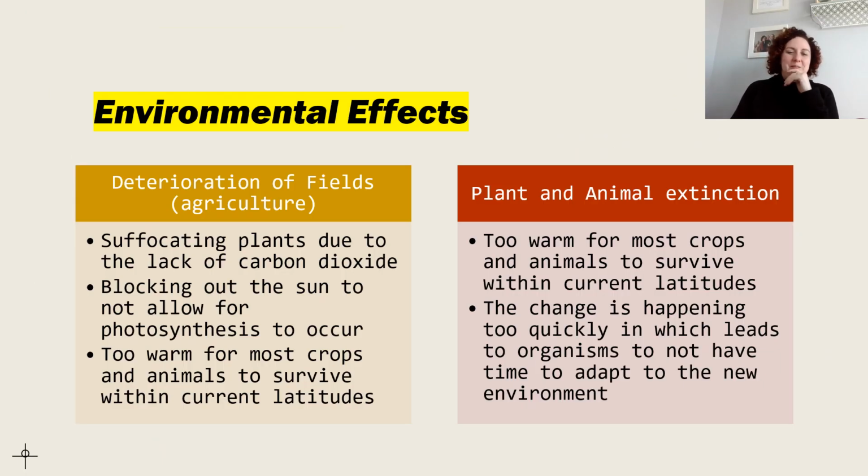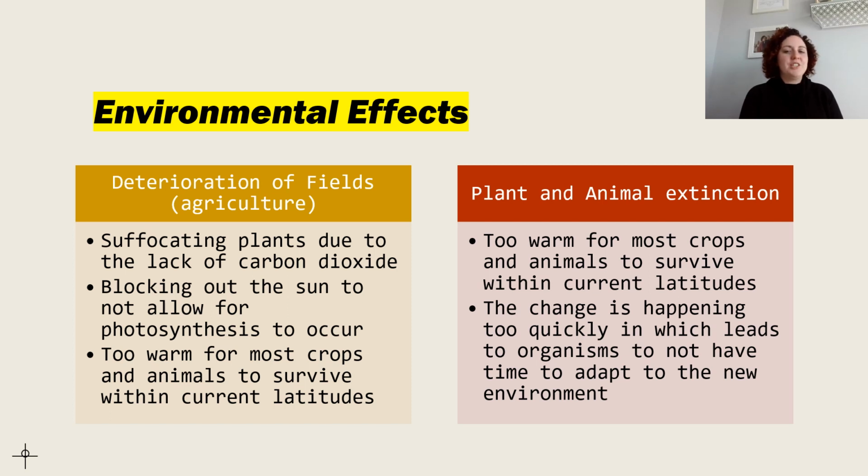Environmental effects. So by adding more air pollution or contributing to the current air pollution situation, we are essentially deteriorating any sort of fields that we have when it comes to agriculture. And that is because by adding more carbon dioxide to our atmosphere, we're essentially suffocating any sort of plants. And you're like, well, gee, I did pay attention in seventh grade science, and plants need carbon dioxide to take in so that they can expel oxygen for us.